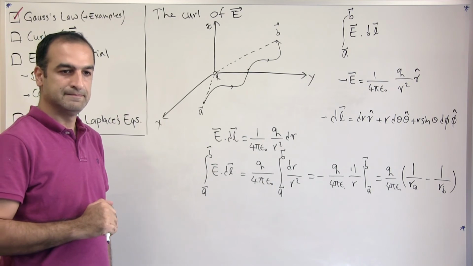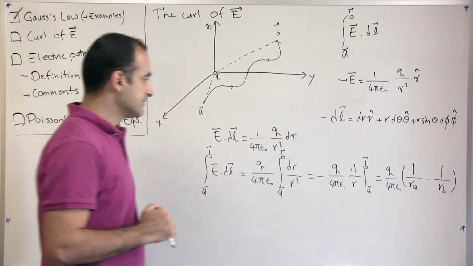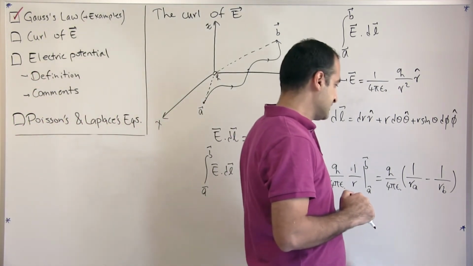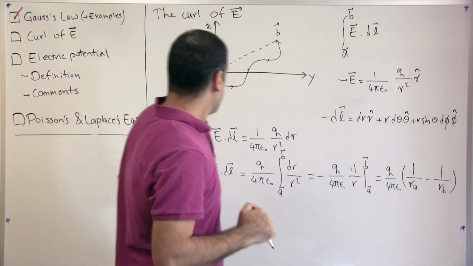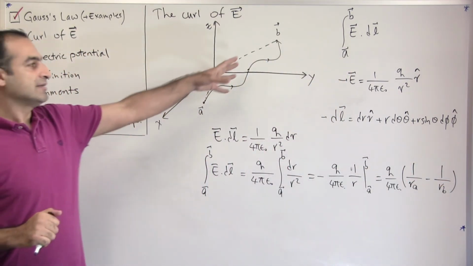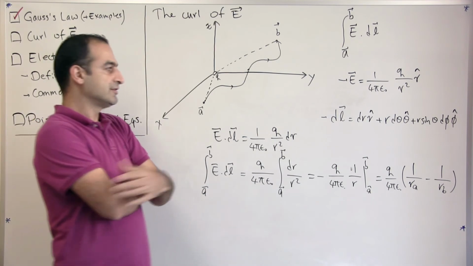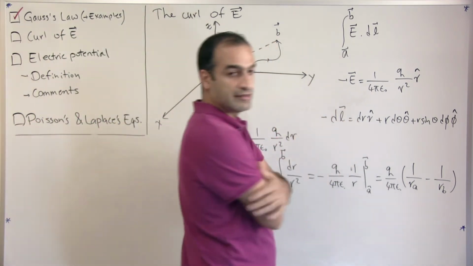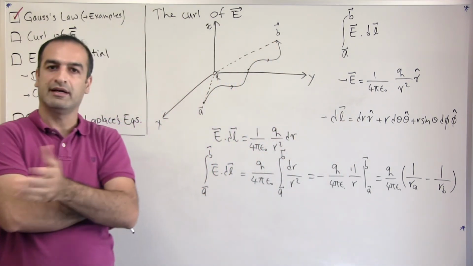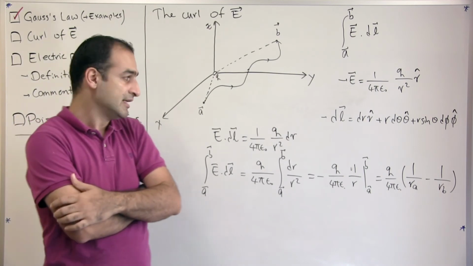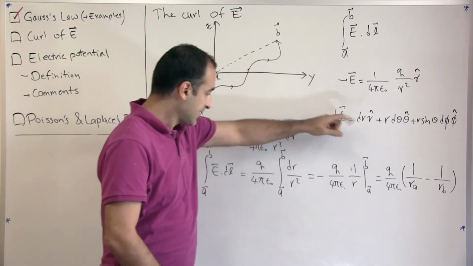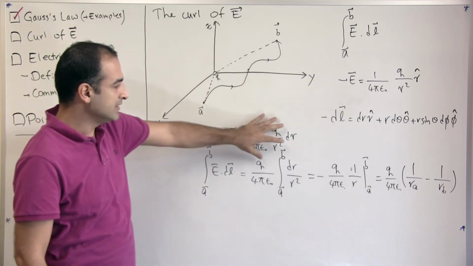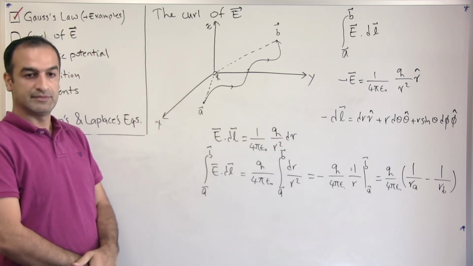Sounds good? So there is something specific about this. We do this integral, and I said we are doing it over a random path, okay? And we wrote dl in a very general form. We included theta hat and phi hat directions as well. But at the end, everything canceled out. It turned out it's only dependent on radius, okay?